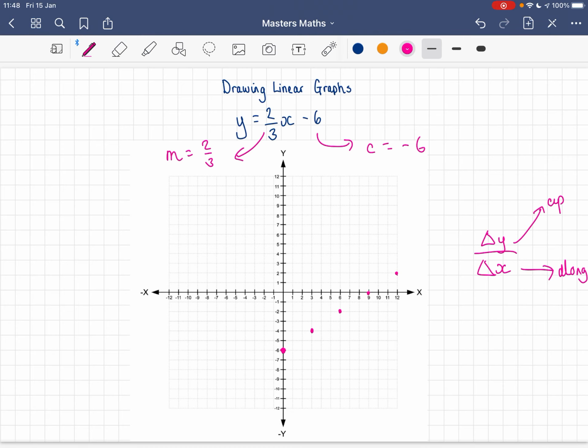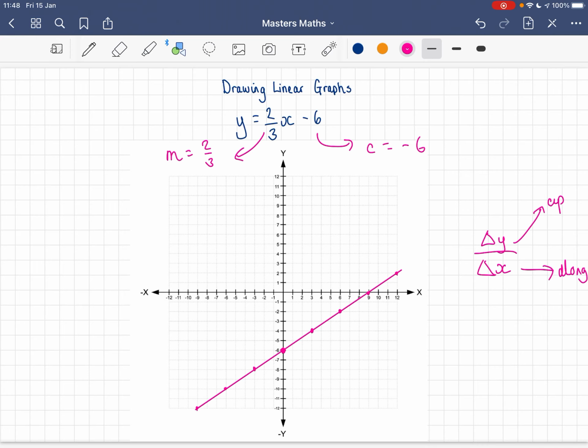Again, if I wanted to go back and plot them in this -x area, I have to do the opposite. So I have to go back 3 to the left and then down 2, and again repeat that a few times until you have some coordinates that you can join up with a straight line. So your line looks like this.